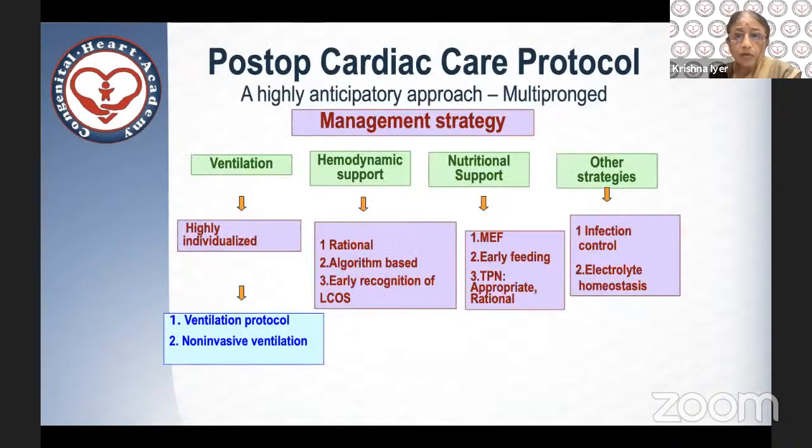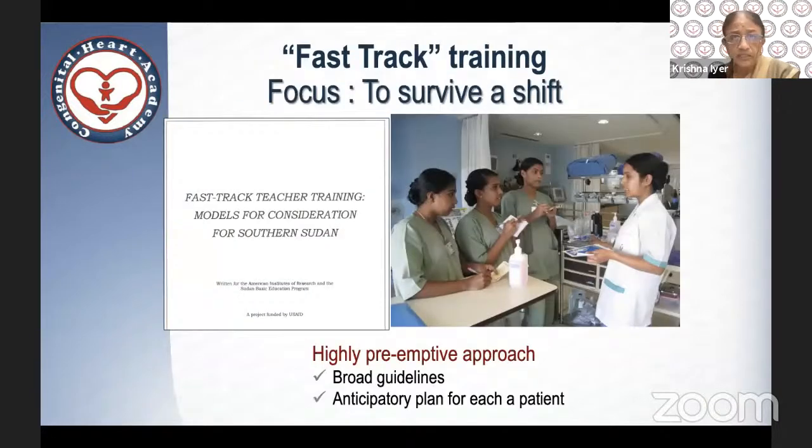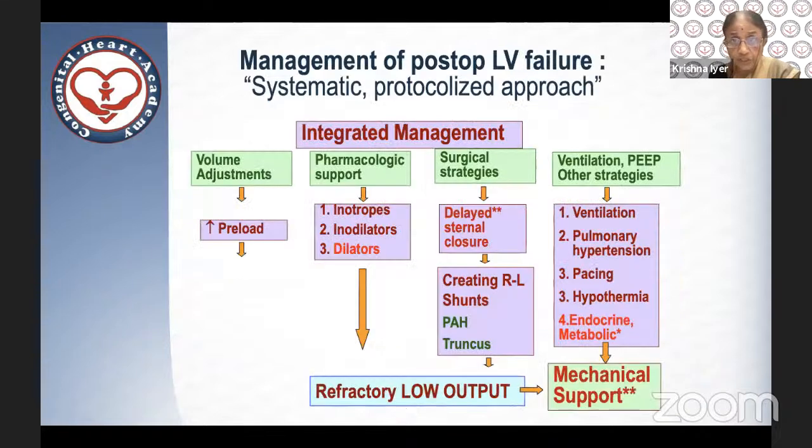So this is the kind of care pathway or protocol that we have, which is highly anticipatory and multi-pronged, which involves ventilation, hemodynamic support, nutritional support, and various other strategies. Our training is pretty fast-tracked, and our main focus is to somehow learn to survive a shift. So the approach is highly preemptive and based on very broad guidelines and a clear-cut anticipatory plan for each patient before they come from the operating room.